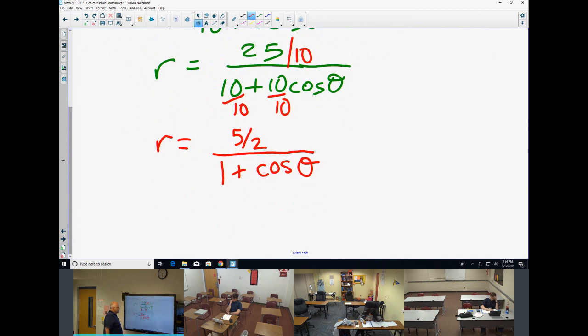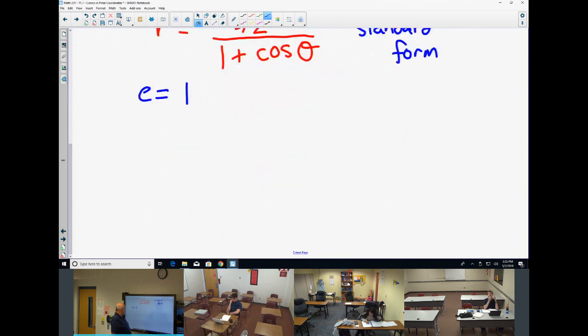Okay, so in this case then, once again, I get E is equal to 1 because this is the standard form. So E is equal to 1 because that's the coefficient of the cosine. And so then that means once again I have a parabola.